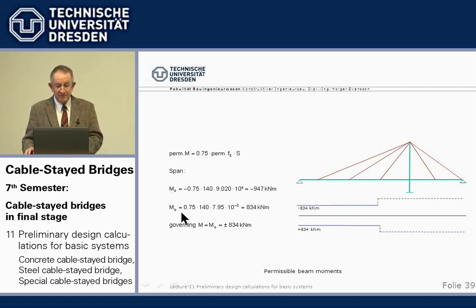Okay, then we come to the moment here: 75% of the permissible steel stress we used for SD37 times the section modulus at the bottom. So I just concentrate on this. The selected steel cross-section has a permissible moment of plus minus 834 kilonewton meter.